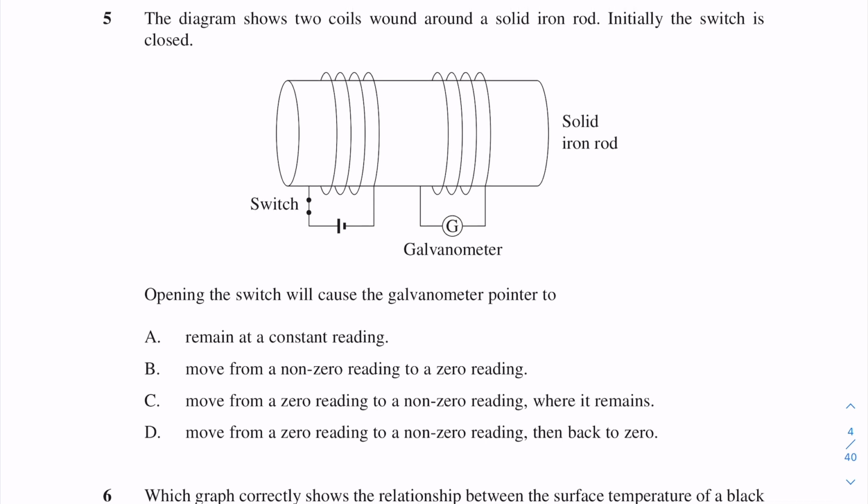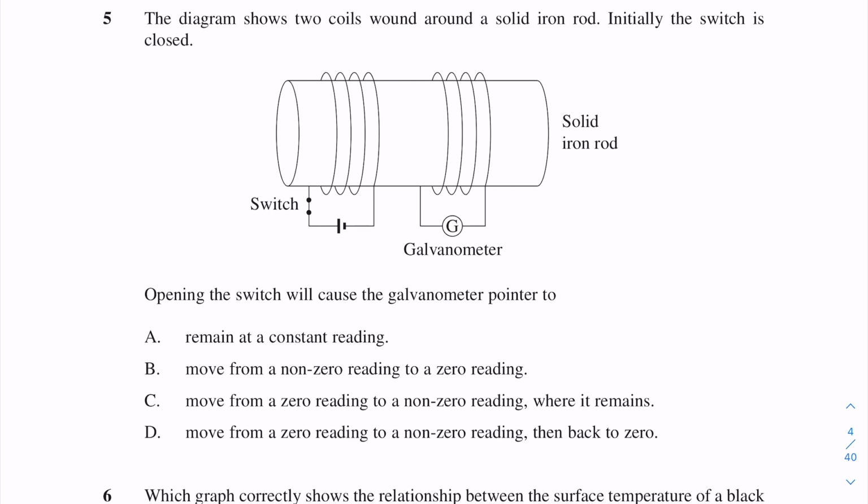Okay, so here the diagram shows two coils wound around a solid iron rod. Initially, the switch is closed. Opening the switch will cause the galvanometer pointer to: remain at a constant reading, move from a non-zero reading to a zero reading, move from a zero reading to a non-zero reading where it remains, or move from a zero reading to a non-zero reading, then back to zero.